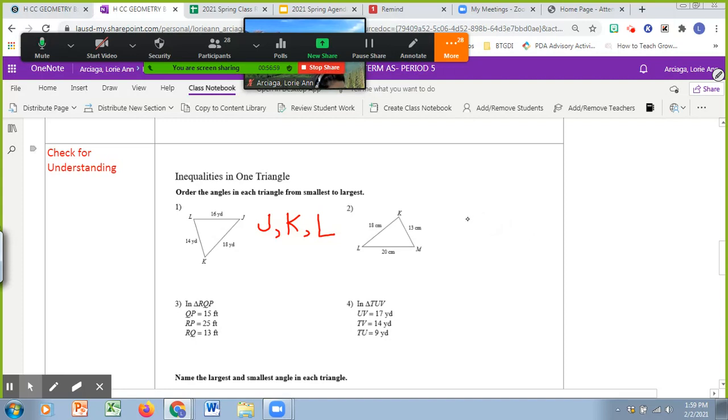What's the smallest angle? What's the smallest angle? L, followed by M. Very good, William. And then largest would be K.